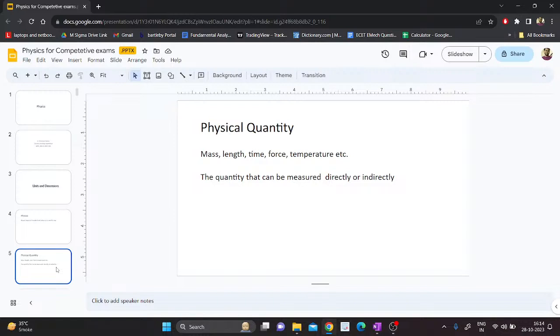You'll always have a doubt. So you should have clarity about the concept first, and then you should solve numericals. So that's what we are going to do here.